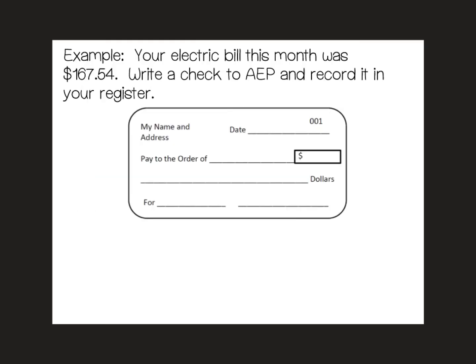So in this example, we're going to write a check. This one says your electric bill this month was $167.54. Write a check to AEP and record it in your register. So we're going to start with the date. Today's date is 2/2/2023. Paid to the order of AEP is the company name.